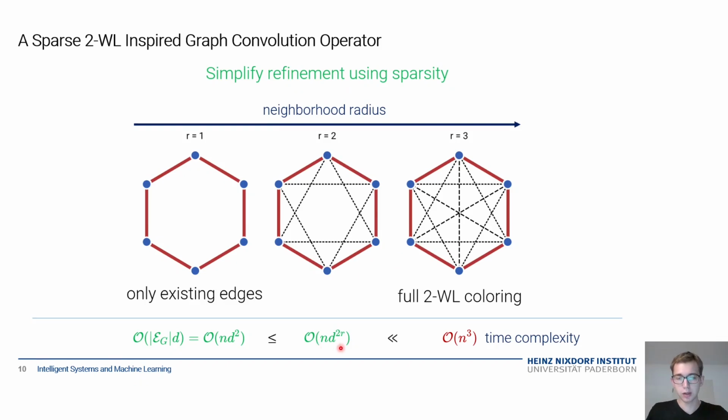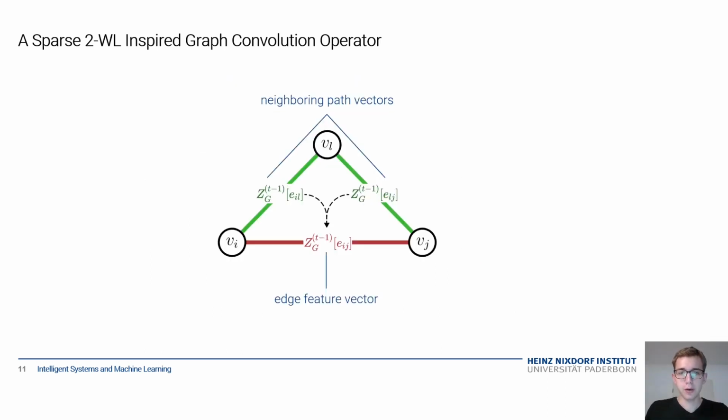This still gives us a runtime which is linear in the number of vertices without losing much of the expressive power of the full method. For example, if the neighborhood radius is 2, we would consider all the non-existent edges between vertices that are 2 hops apart. So how does our proposed novel higher-order Weisfeiler-Lehman graph convolution now actually look like?